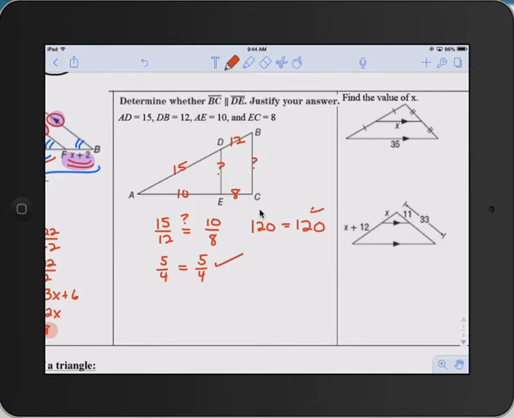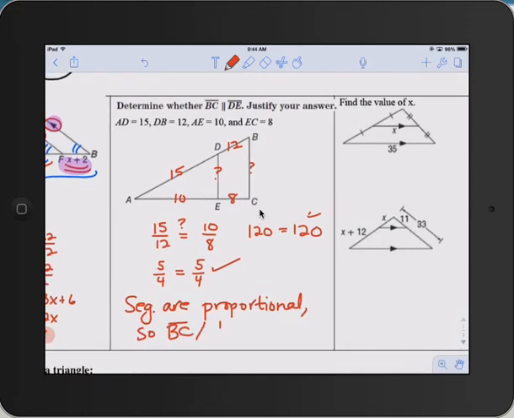Because the segments are proportional, that makes the lines parallel. Since the segments are proportional, it makes a true proportion. It does mean that BC will be parallel to line DE.